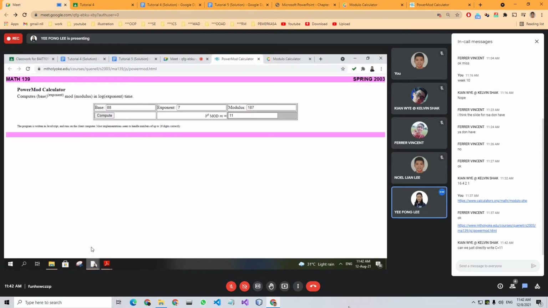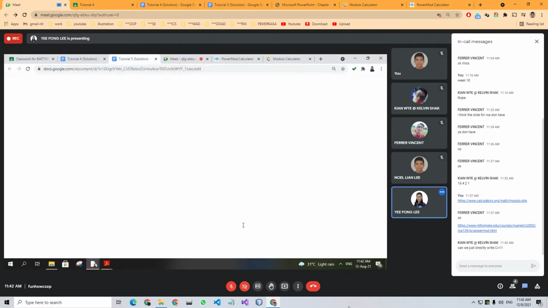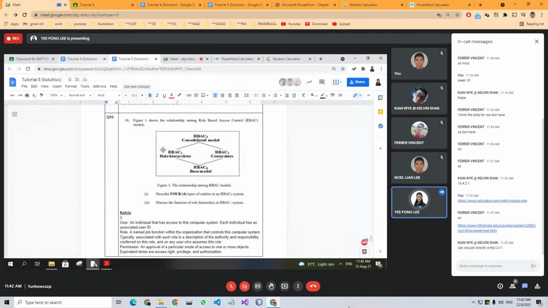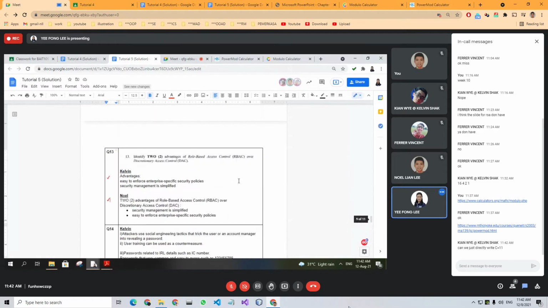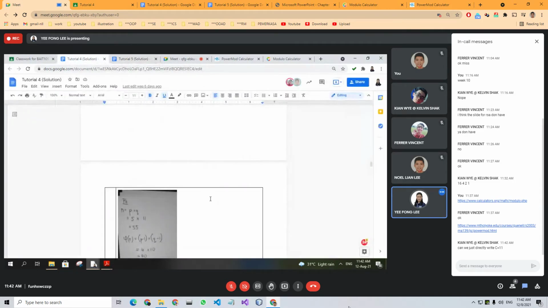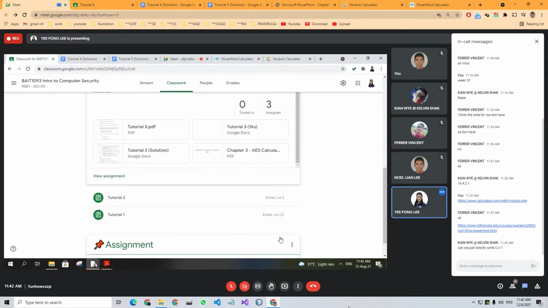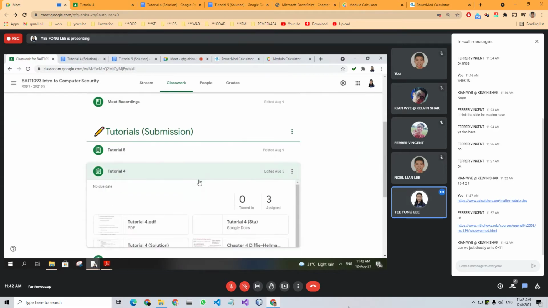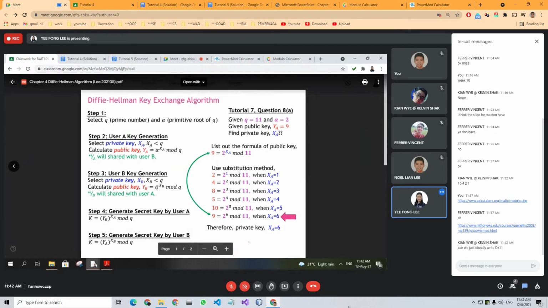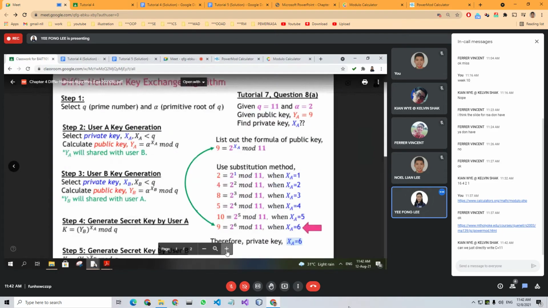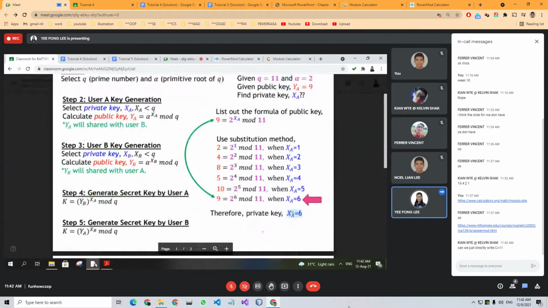If let's say we want to find the Diffie-Hellman. That will be nice if we can use one website to do all our calculation. I hope I don't make you confused. If this one, this part, yeah, you look at here. By using the substitution method, we find the private key.